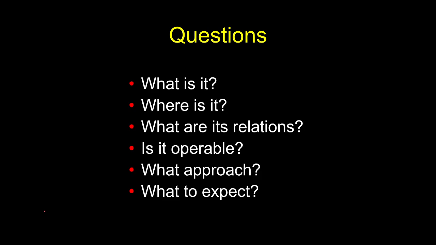What is it likely to be? Is it a benign tumor or a malignant tumor? Where is it located? Intraconal, extraconal? Does it have extra orbital extensions, such as to the paranasal sinus or intracranial extension? What are its relationships? Is it related to extraocular muscles and the optic nerve? Is it operable at all or not? And if so, what approach would I take?